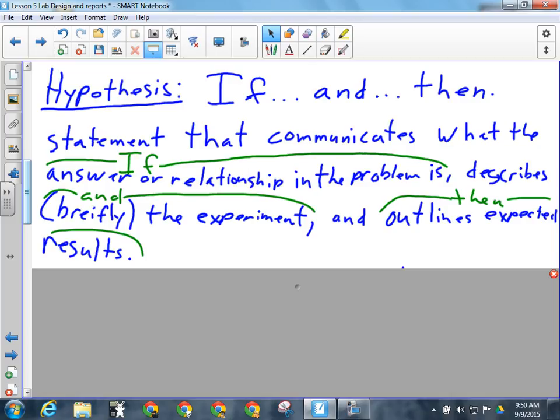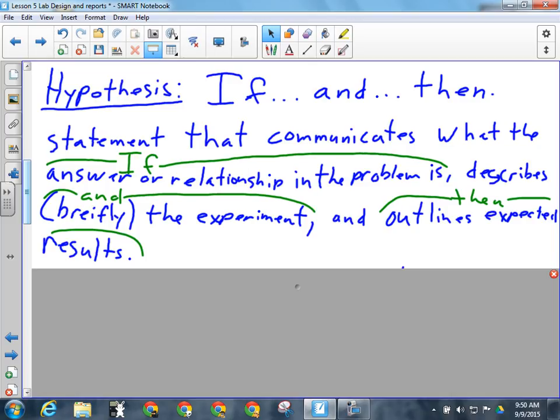Okay, so the if part describes the relationship, or it answers the problem. Something along those lines. So if this is going on, or if this is the cause of this, something along those lines. And the key word here is brief description of the experiment. Don't go into detail about how exactly you're going to perform that. That's what the procedure is for. This just briefly outlines it.